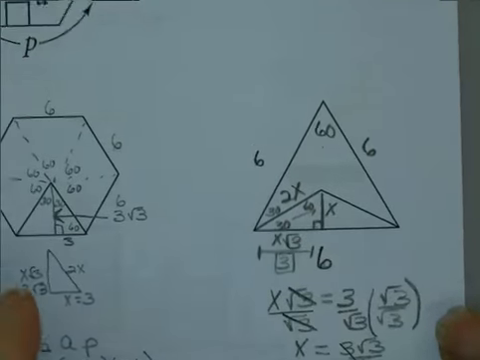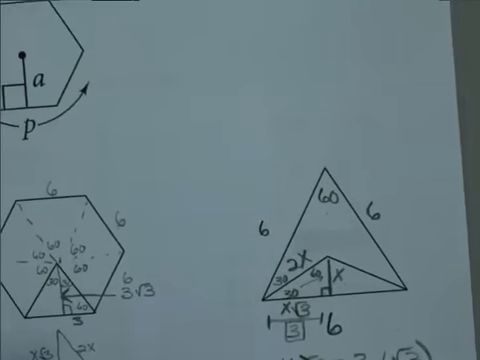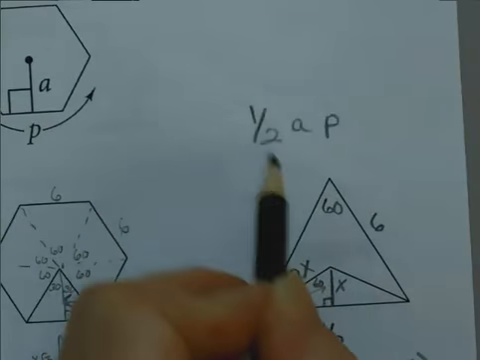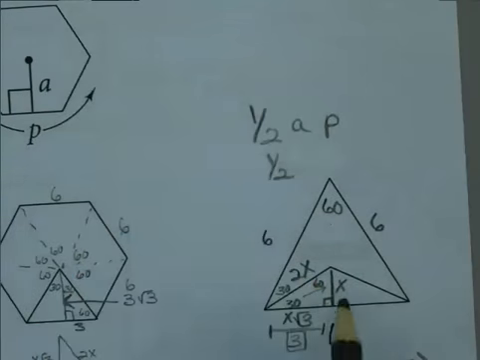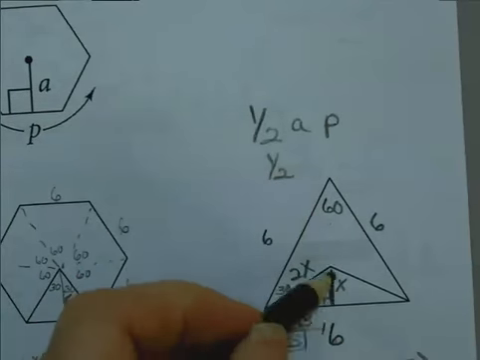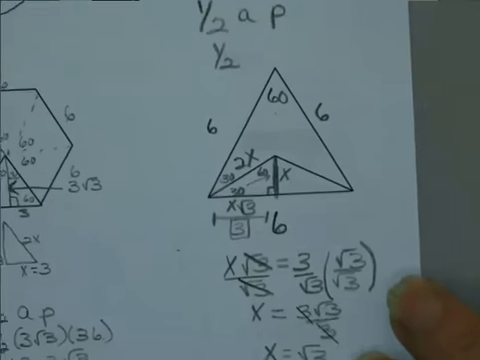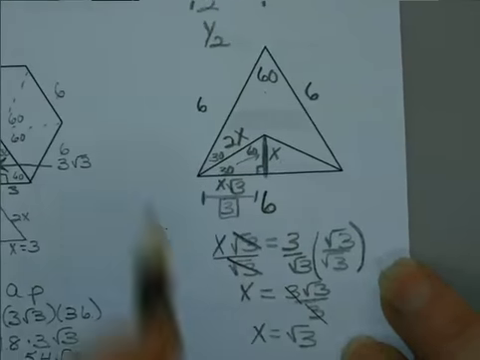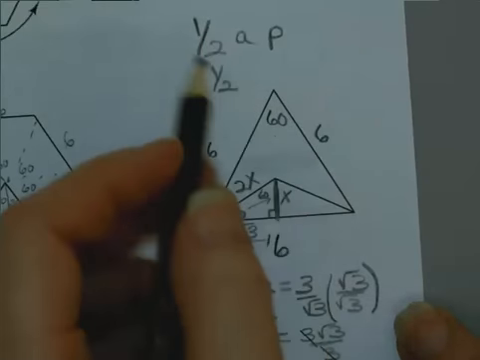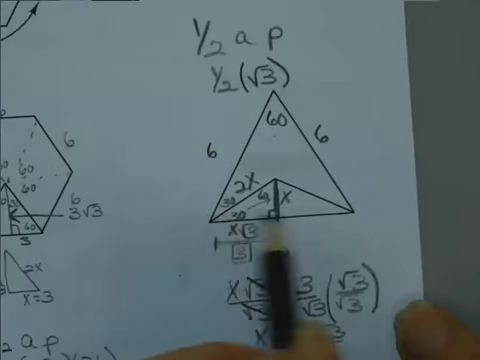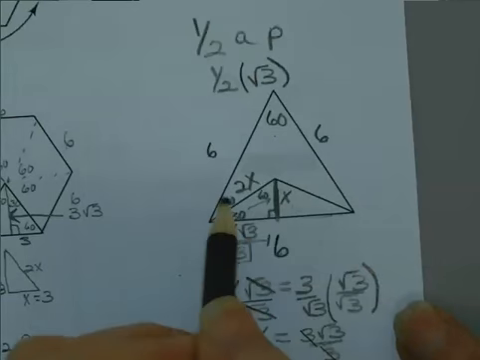Let's go and solve the rest of it at the top here. So we're going to have 1/2 AP, 1/2, and we have the apothem. Your apothem is right here. That's your x, and we said that x was square root of 3. So the apothem is square root of 3. And your perimeter, 6 times 3 is 18.